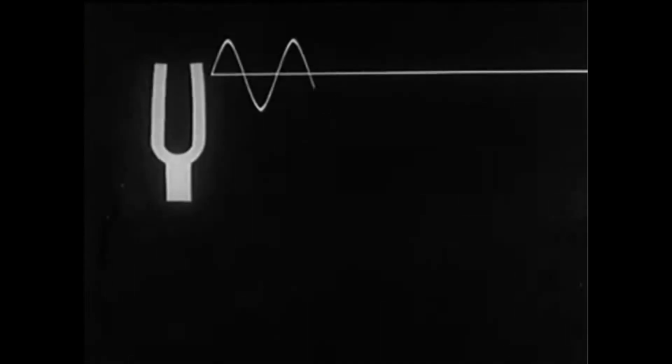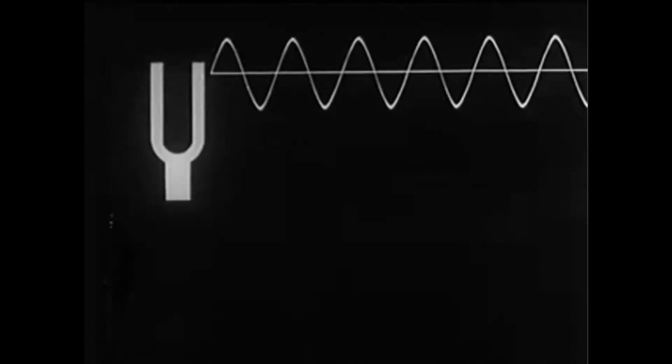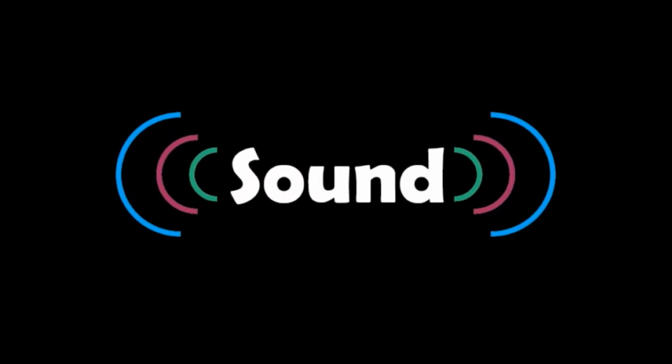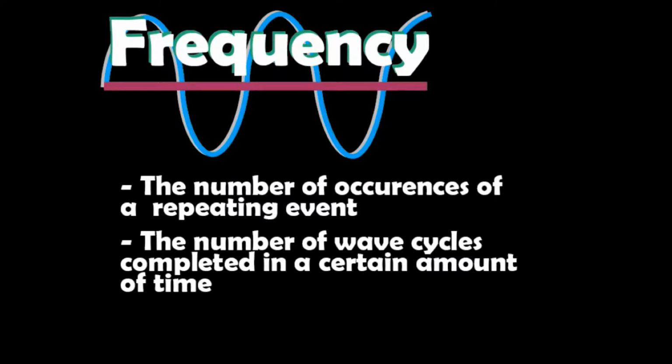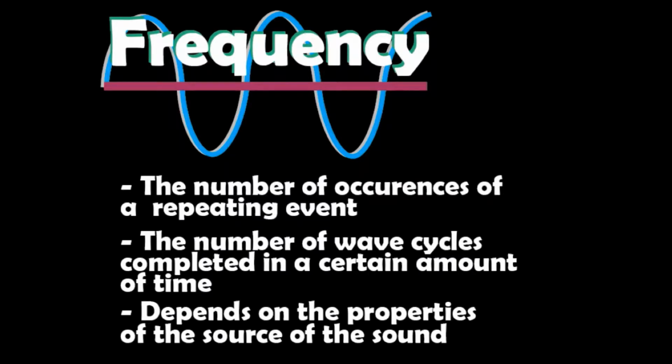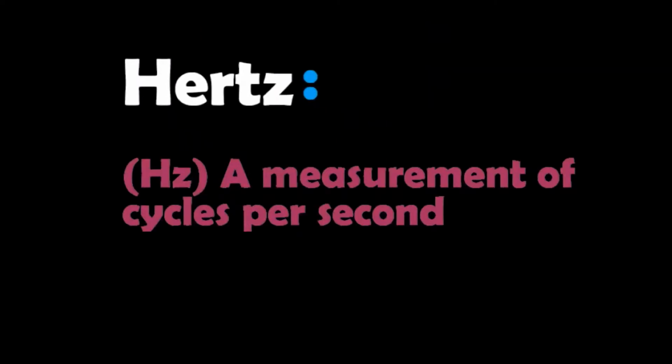The vibrations that travel through the air or another medium and can be heard is known as sound. In simple terms, frequency is the number of occurrences of a repeating event. It is the number of wave cycles completed in a certain amount of time and depends on the properties of the source of the sound. It is measured in hertz, which is the number of cycles per second.